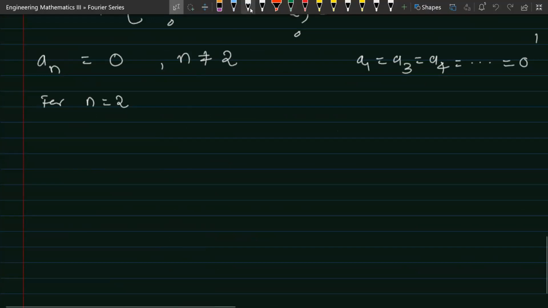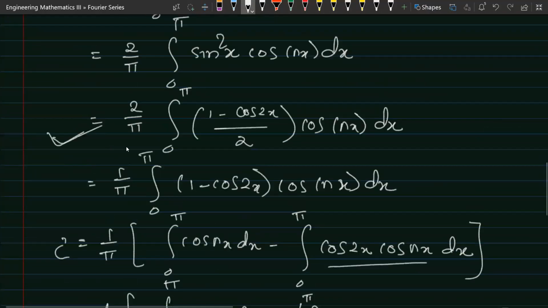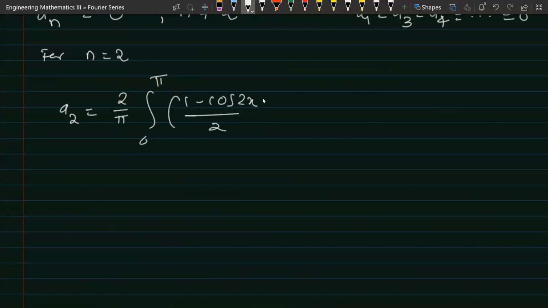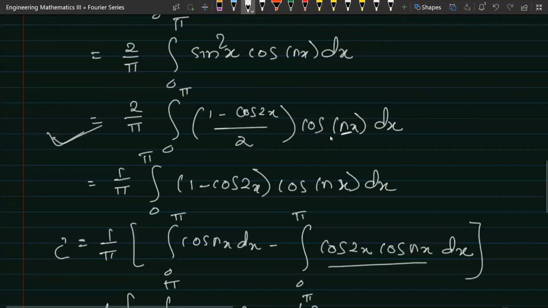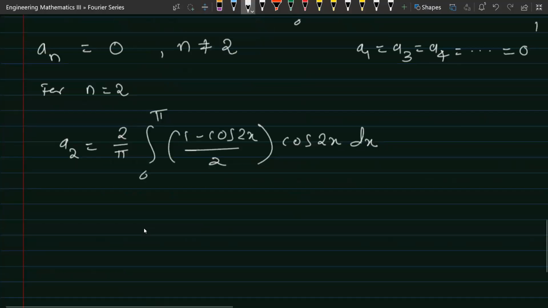For n equal to 2, see what is happening over here. A2 is equal to, I'm replacing n equal to 2 in this formula: 2 upon pi integration 0 to pi of 1 minus cos of 2x divided by 2, then cos of nx, and nx is nothing but 2x, dx. Am I right? I'm just replacing n equal to 2 here. The 2 gets cancelled.